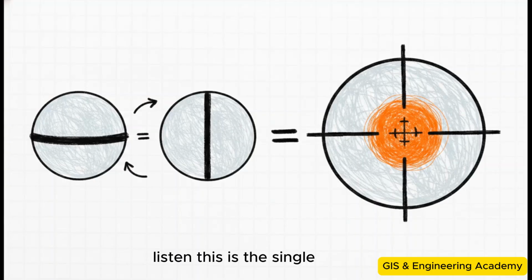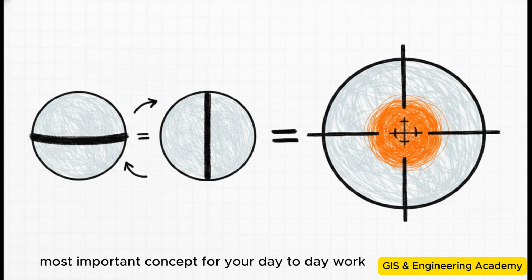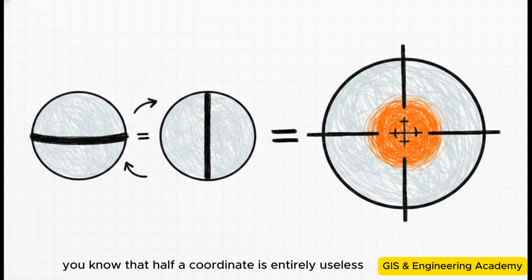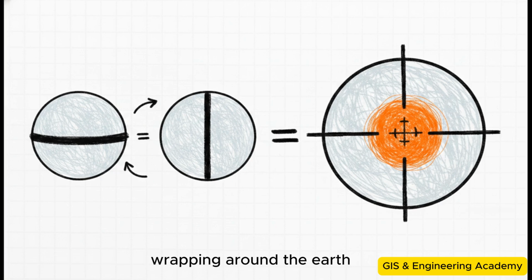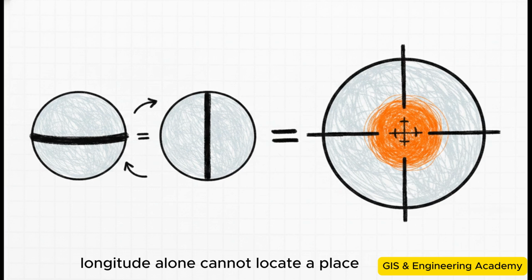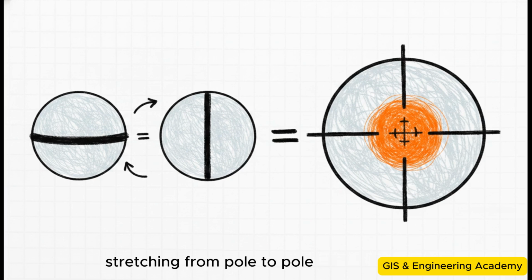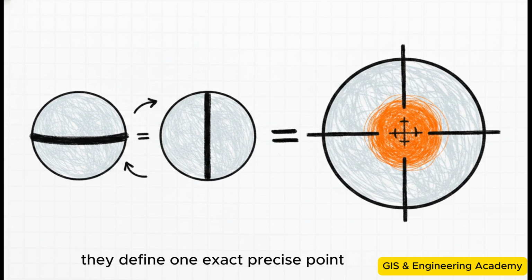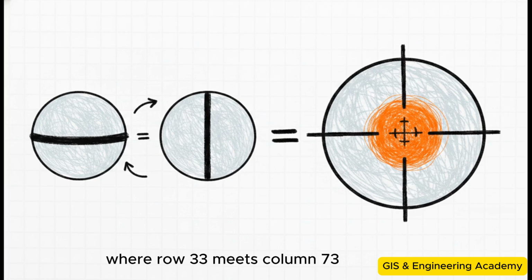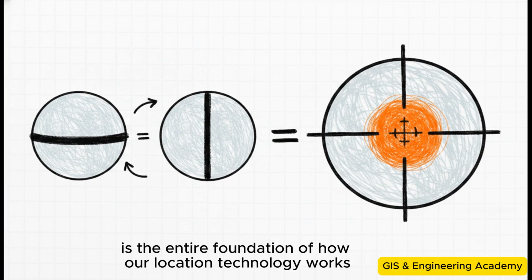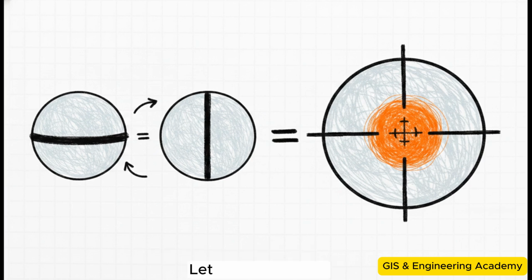Listen, this is the single most important concept for your day-to-day work. As field surveyors, you know that half a coordinate is entirely useless to us. Latitude alone cannot locate a place. It just gives you a massive ring wrapping around the Earth. Longitude alone cannot locate a place. It just gives you a massive line stretching from pole to pole. But when they intersect, they define one exact, precise point. Just like finding that single, unique cell in a spreadsheet where row 33 meets column 73. That exact intersection is the entire foundation of how our location technology works.